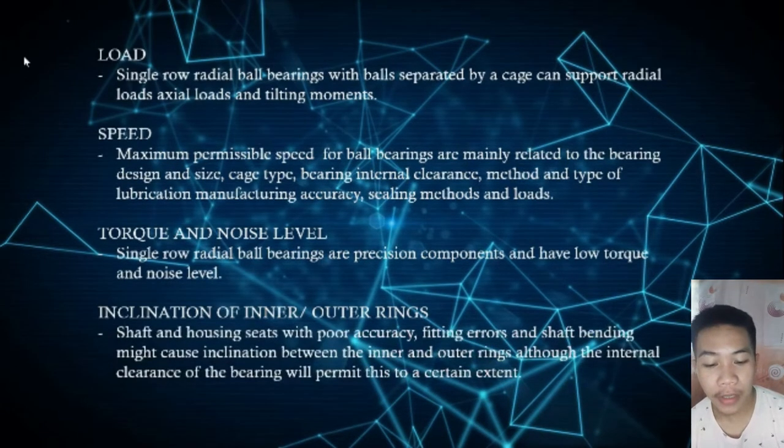Inclination of inner and outer rings. Shaft and housing set with poor accuracy, tilting errors, and shaft bending might cause inclination between the inner and outer rings, although the internal clearance of the bearings will permit this to a certain extent.